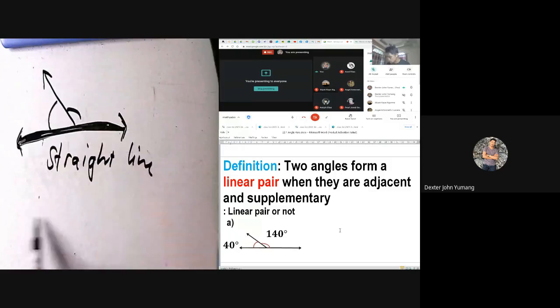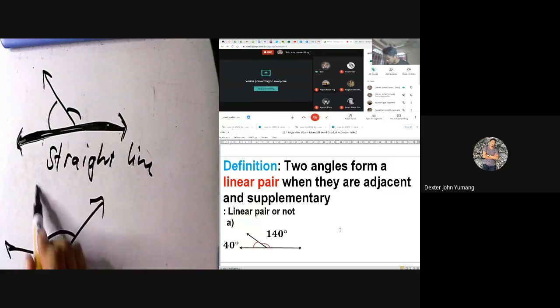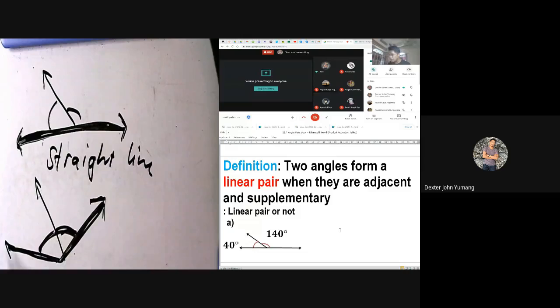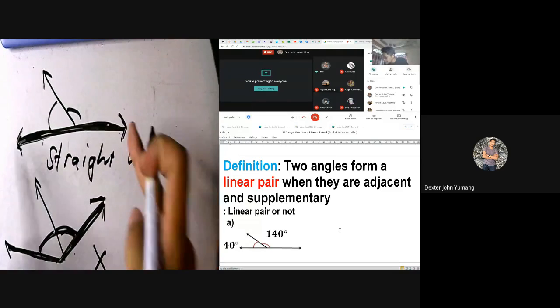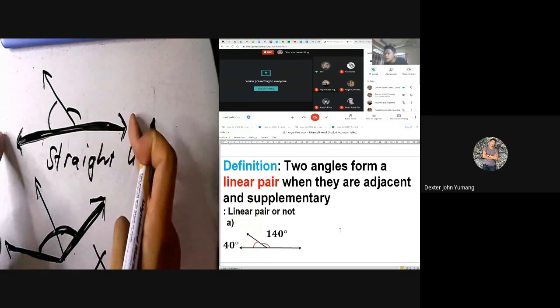Okay? So, kung ganito ang ginawa nyo, hindi siya naka-create ng straight line. Bakit? Ito siya, at saka ito. Ang ginawa niya is para siyang dalawang linya na pa-L. Okay? Hindi po yan siya straight line. Ito siya. It's not a straight line. And it is not a linear pair. Kasi pag sinabi mong linear, the word is line. Naka-create siya ng straight line. Kaya siya tinawag na linear pair. Line. Yun po yung clue dyan.